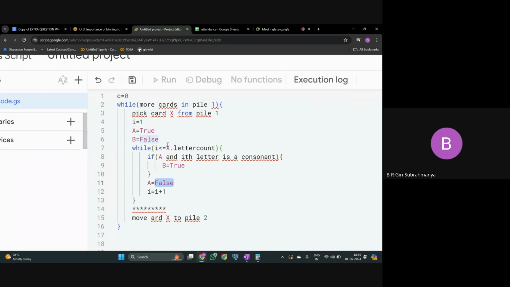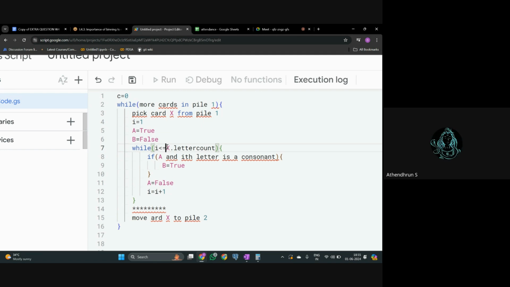Now for the last letter, for the first letter we used variable A. Without using variable A, without using any other variable, is there any way to look at the letter and see that the last letter is a vowel? Is there any other way?